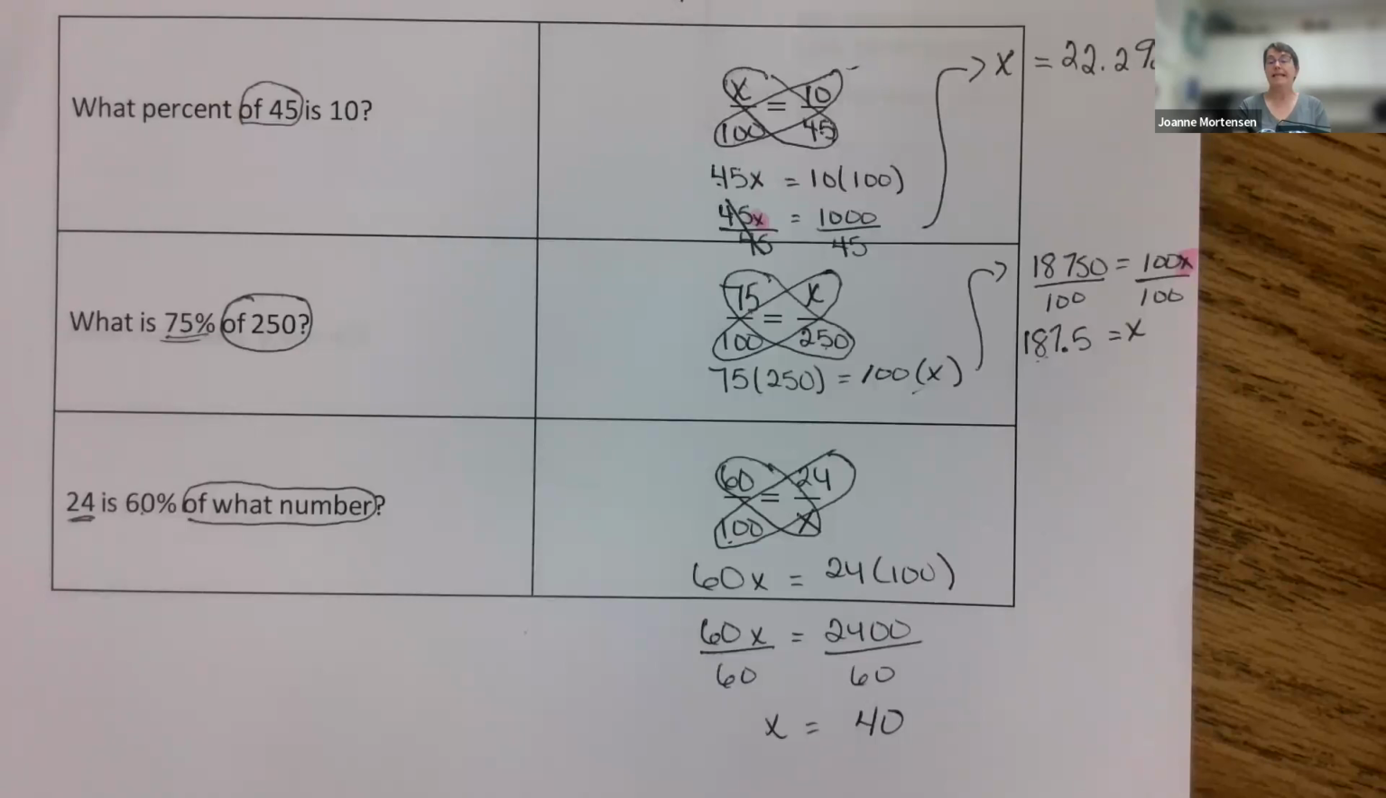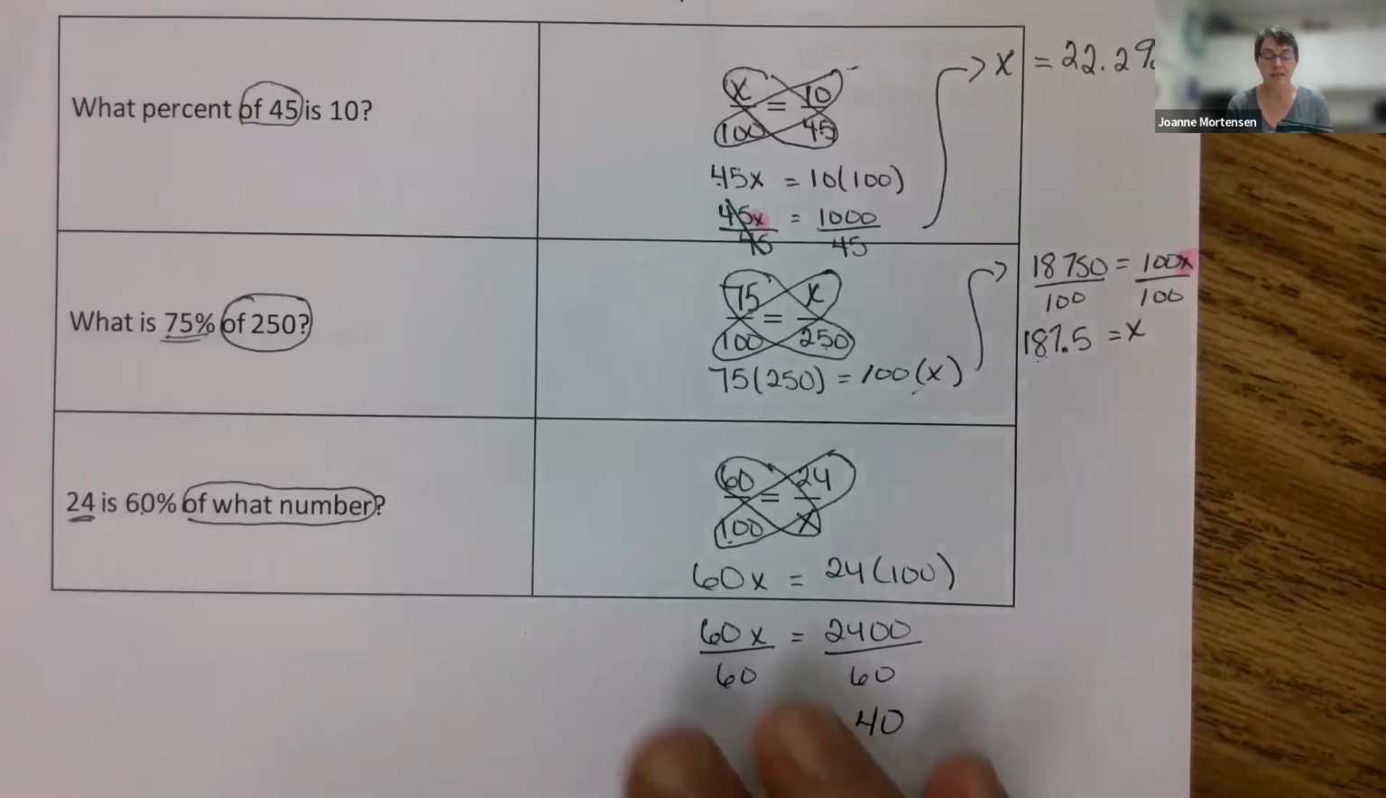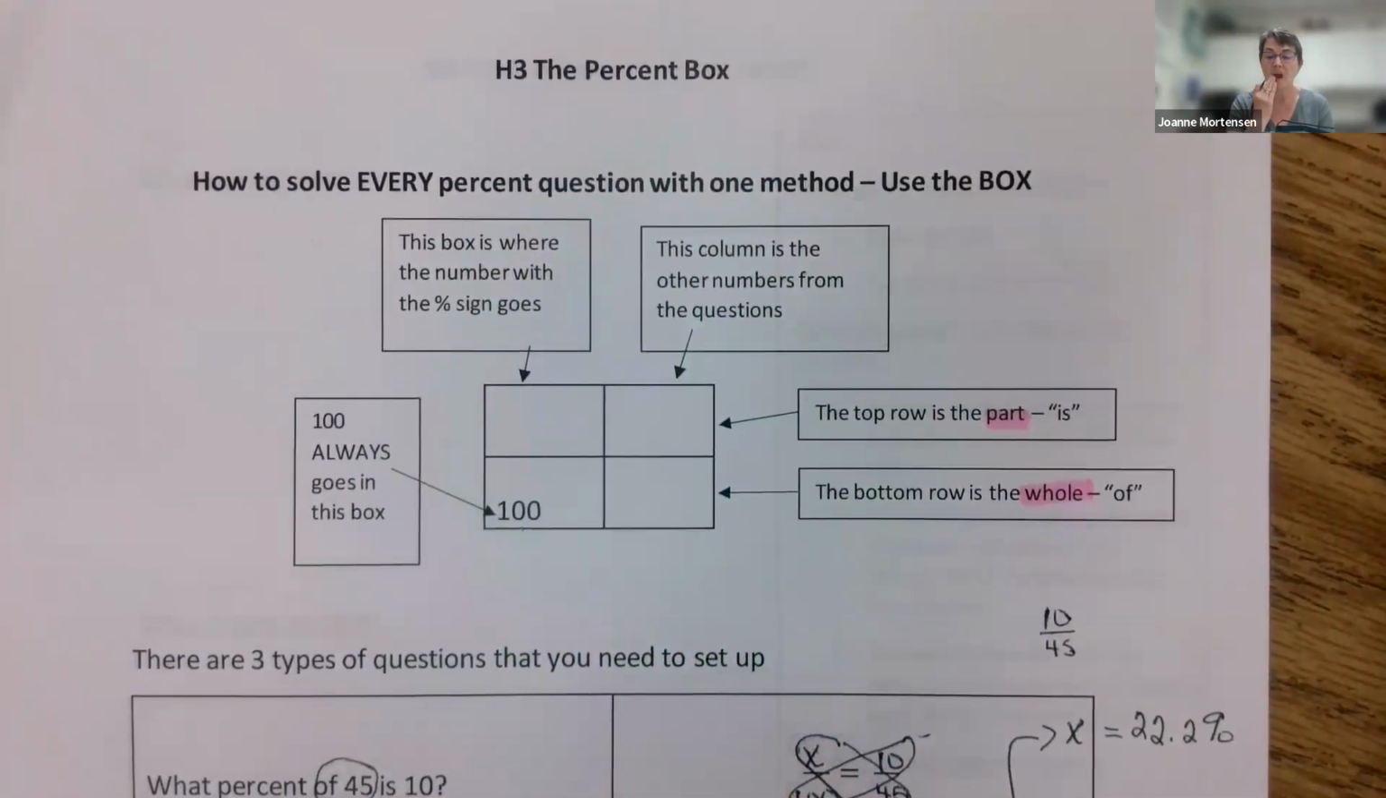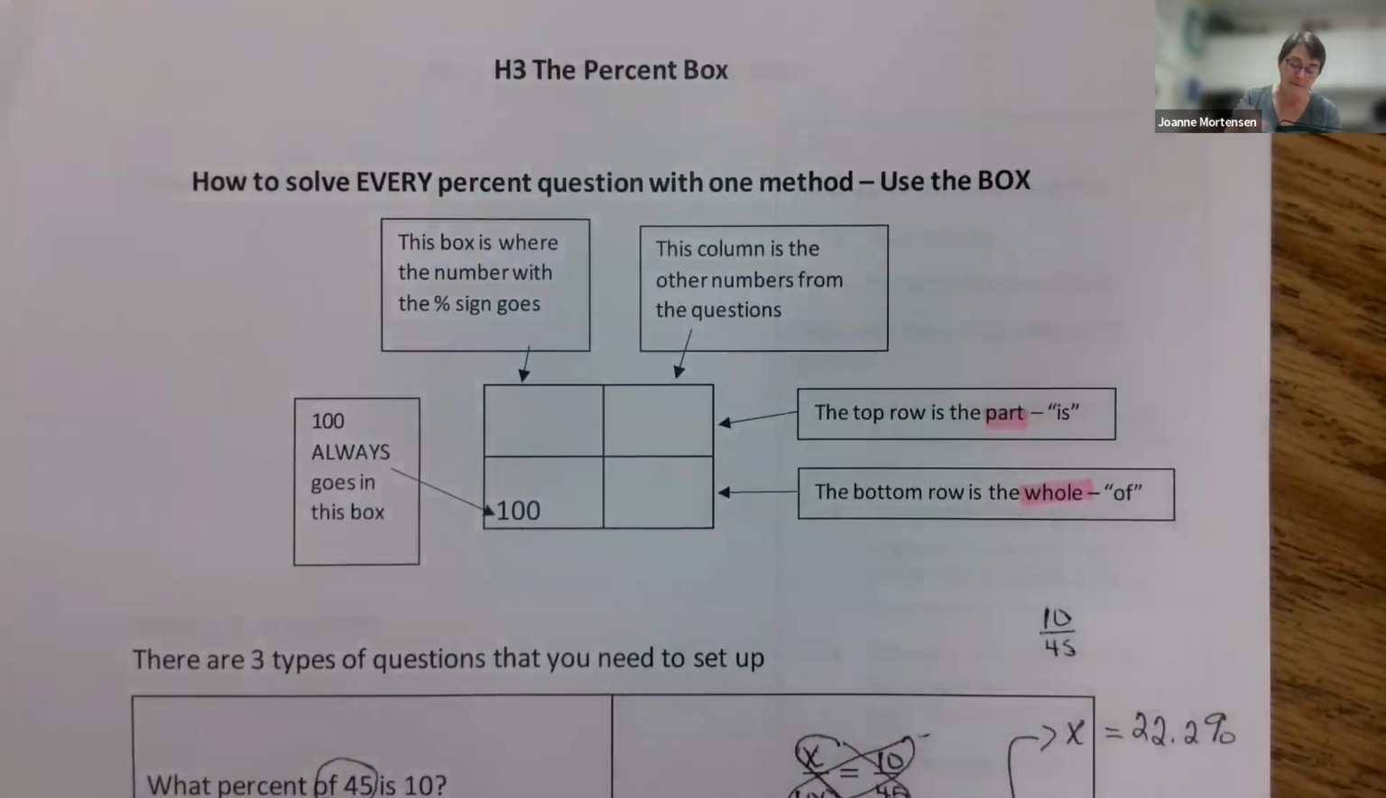And ta-da! Now you've seen the magic of the percent box. It will make your life easier. And if you have children, nieces, nephews, grandkids, whoever, random strangers on the street that are struggling with percents, show them this method and all will become clear.